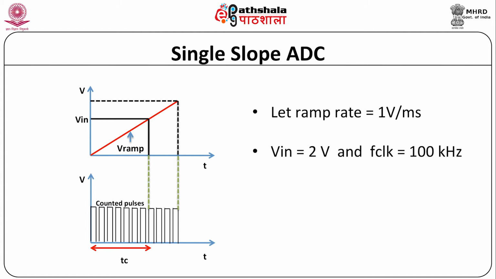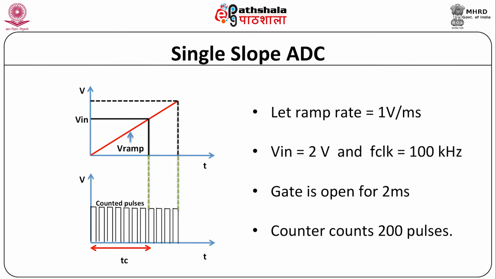Assume that the slope of the ramp is 1 volt per millisecond. The analog input voltage is 2 volt and the clock frequency is 100 kilohertz. This indicates that the ramp will reach 2 volt and will run for 2 milliseconds. As the comparator output has been high for 2 milliseconds, 200 clock pulses have been allowed to pass the gate to the counter. The counter counts in binary values representing decimal 200. By using proper scaling and decoding, the number can be displayed as 2.00 volt.